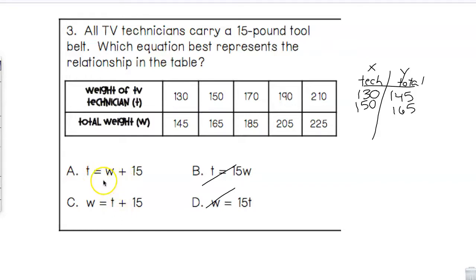Okay, so now I've got to figure out which one's which. That depends on what the question's asking. W is my total weight, so W is my output. It's my y value. Because of that, I can cross that one off, because W equals T, the weight of your technician, plus 15 pounds. That will give you W. Okay, so C is the right answer for that one.